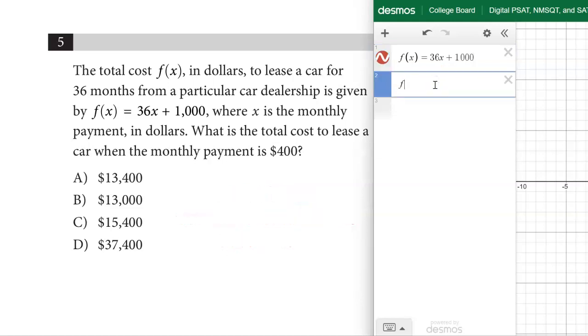And type f of 400, the monthly payment. The output is 15,400, so C was the correct answer.